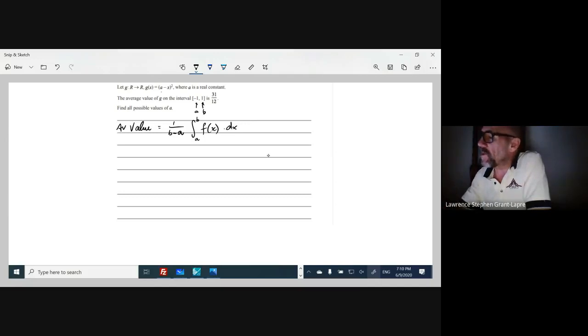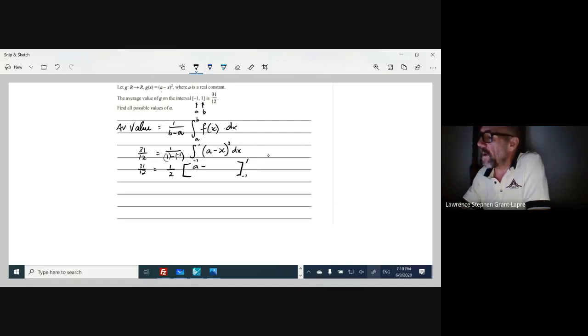So let's put the values. We're told that equals 31/12. b is 1, a is -1, from -1 to 1 of this function, a minus x squared. All right, so 1 minus -1 is 2. So that's going to be 1 over 2, and we're going to integrate from -1 to 1.